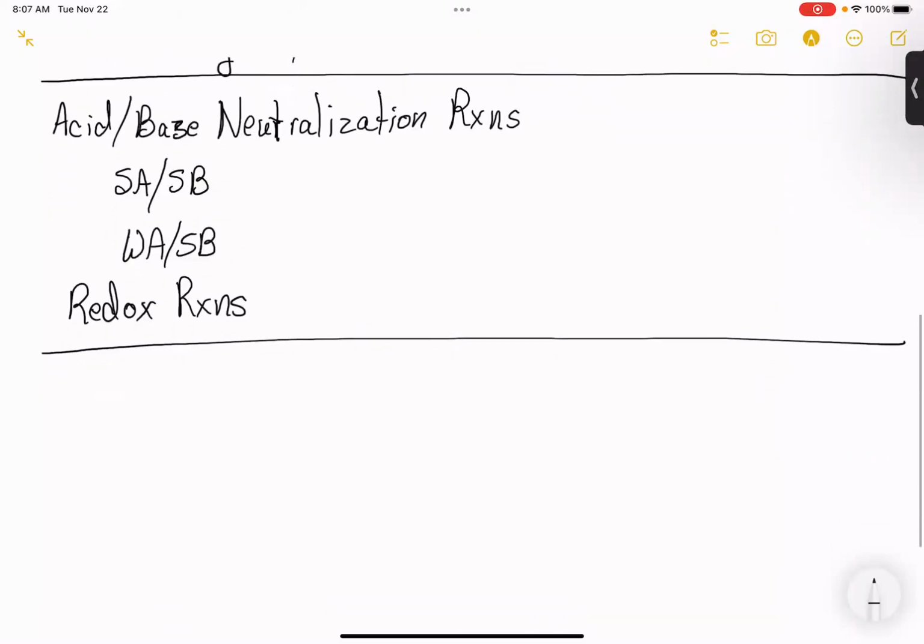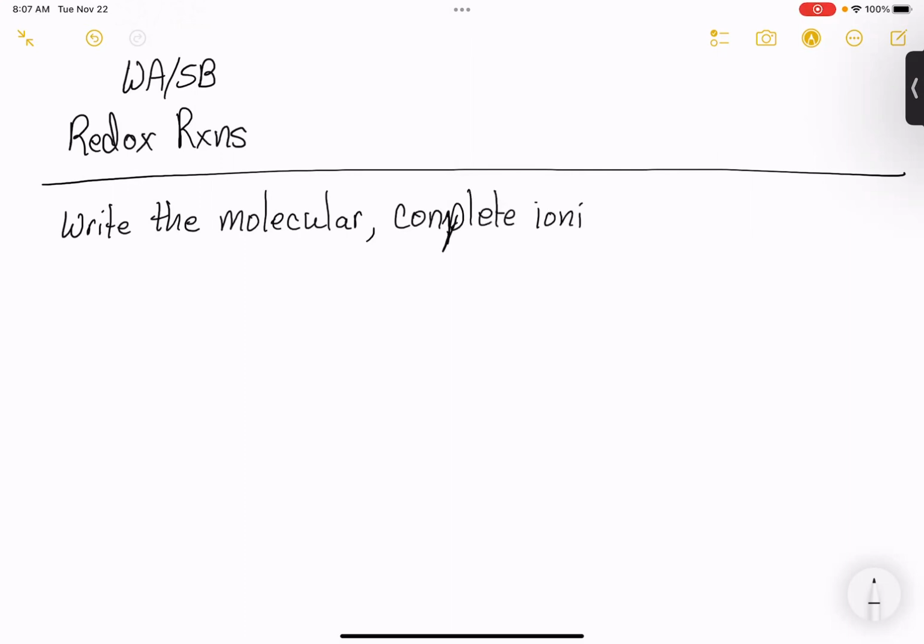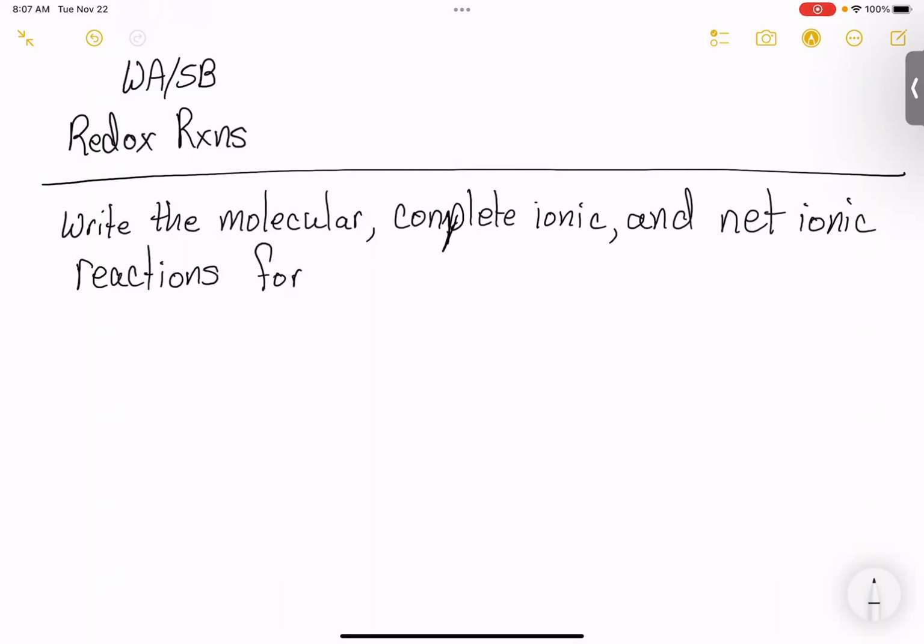Okay, so let's get our brains going again. We want to write the molecular, complete ionic, and net ionic equations for nitric acid reacting with barium hydroxide.